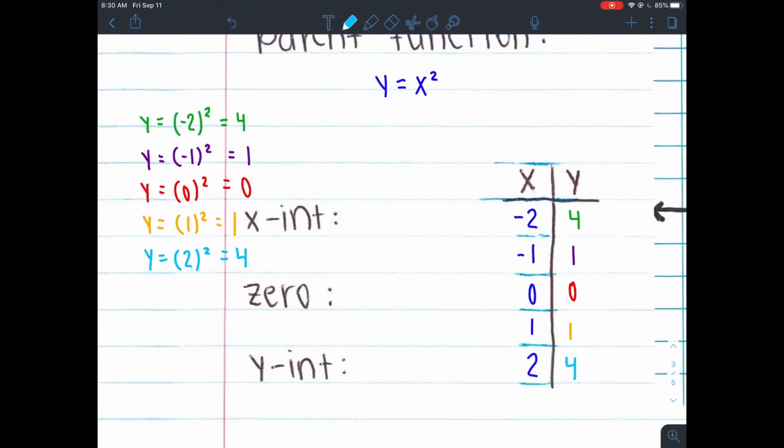Now I want you to notice something about your y values. They're all positive. Why would they all be positive? Well, because anytime I square a number, it's going to give me a positive outcome, right? If I square a number, I'm going to get a positive number when I take it out.